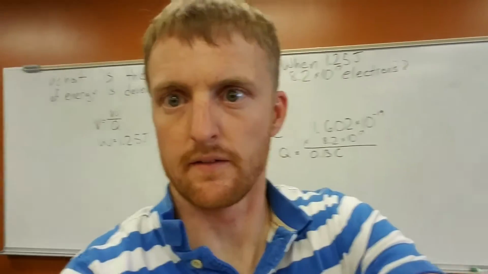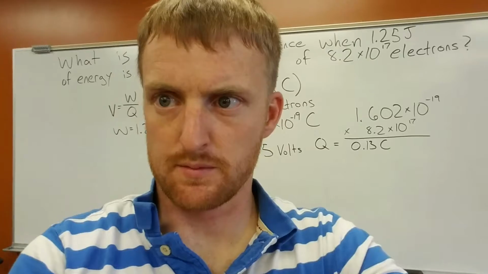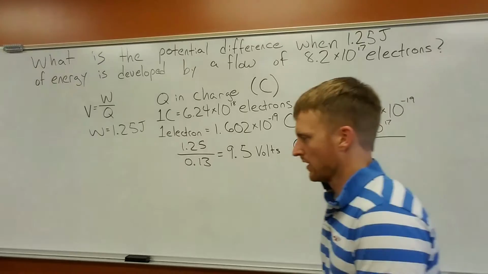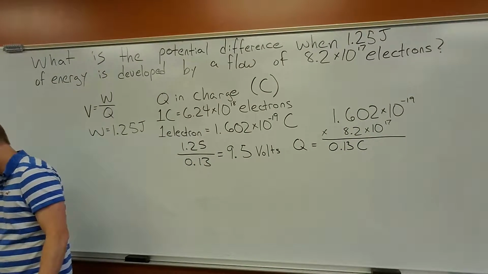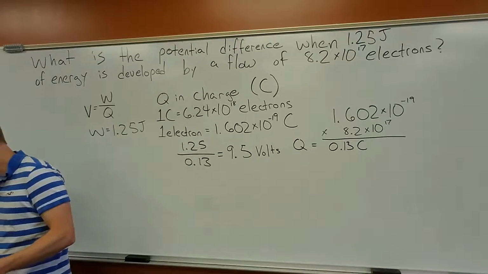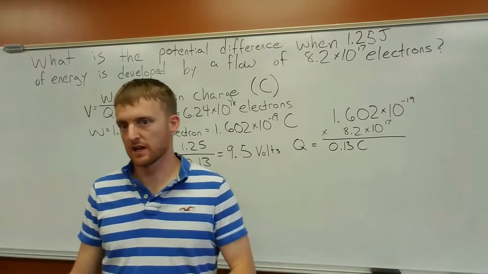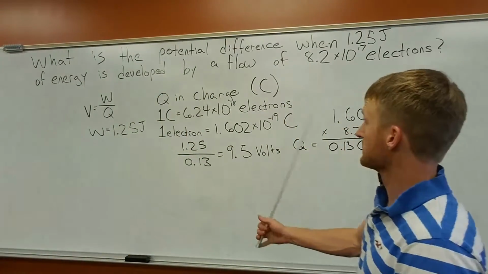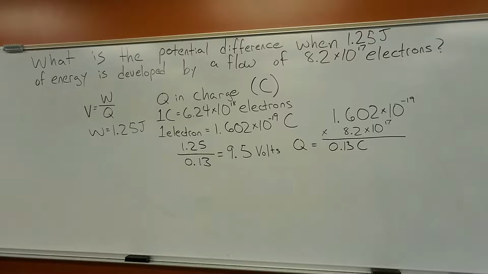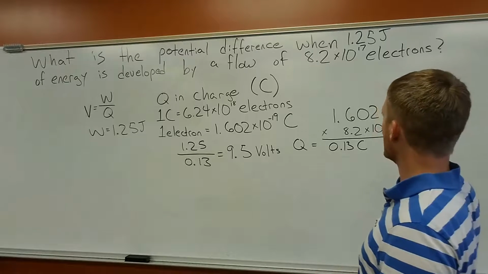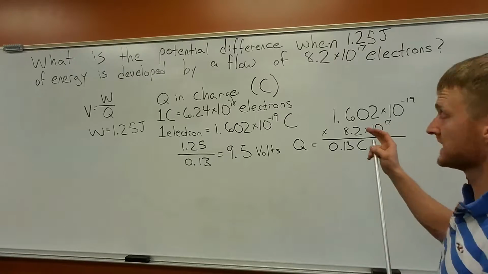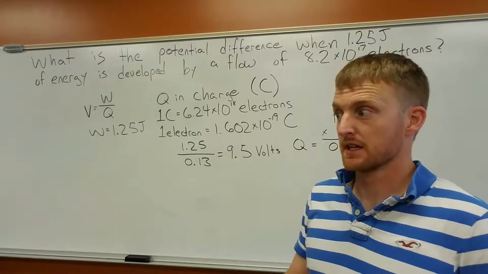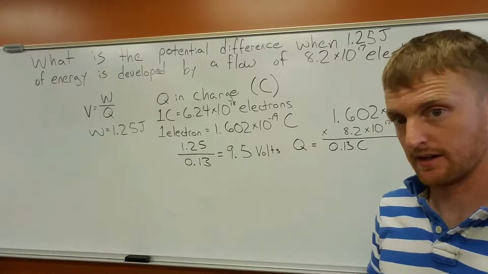Hello again. All right. So let's solve another one of these problems to make things a little bit clearer in terms of math. On page 36, problem number 2-26, there's a problem that says, what is the potential difference when 1.25 joules of energy is developed by a flow of 8.2 times 10 to the 17 electrons? It's a lot of electrons, whole lot. A trillion is times 10 to the 12th, right? As we saw in the previous video.